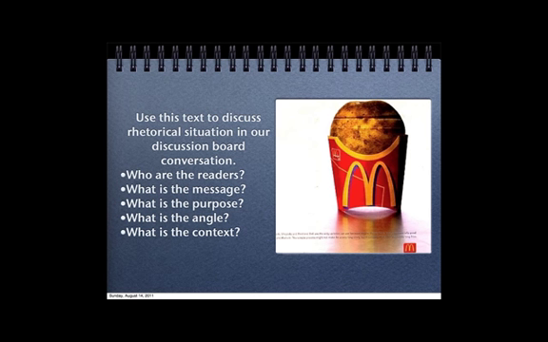What I want you to do is use this image here to discuss the rhetorical situation, which we have been reading about, which the previous lecture was about. So, who are the readers of this message? And what is the message? What's the purpose? What's the angle? What's the context? What are they trying to do here? And how are they reaching their audience by this image? So I want you to think about this text and think about the rhetorical situation surrounding this text.